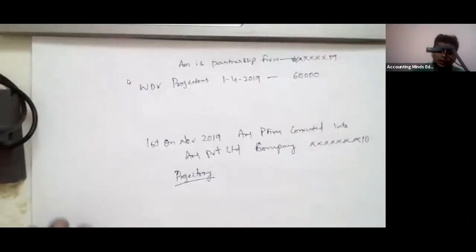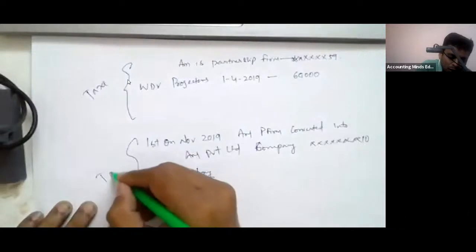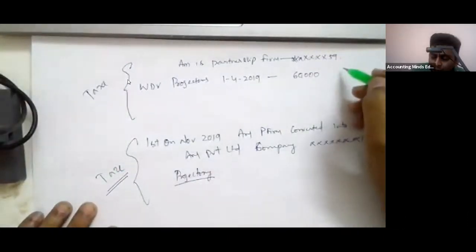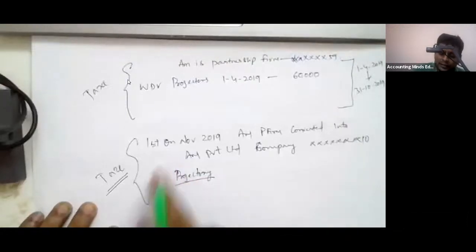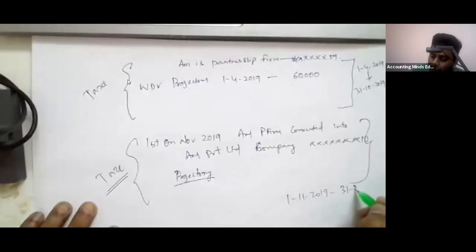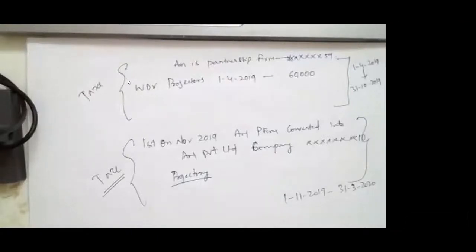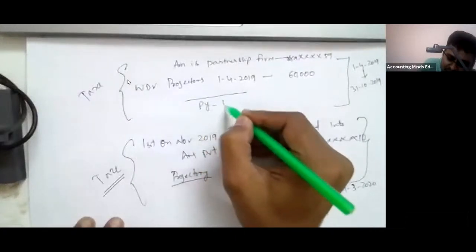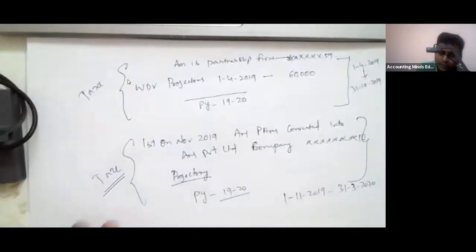Getting it, right? Yes. Now, this firm has to pay tax, and this company also has to pay tax. The income for this firm will be considered from 1/4/2019 to 31/10/2019. For this company, the income will be from 1/11/2019 to 31/3/2020. Agree? All of you agree or not? Yes, sir. For this firm also, the previous year will be 19 and 20. Agree? Yes, sir.